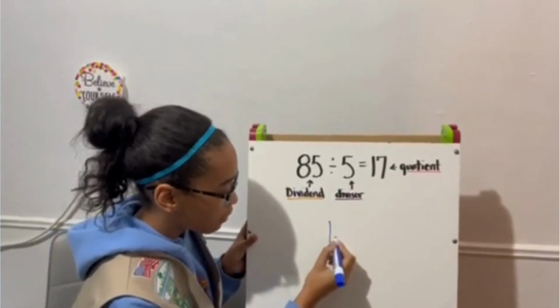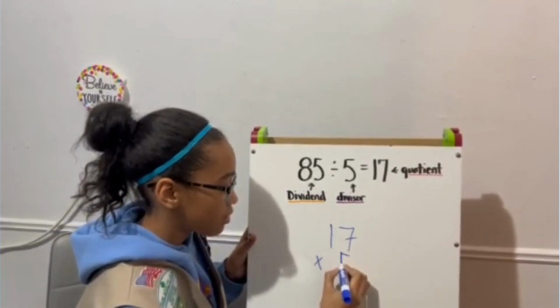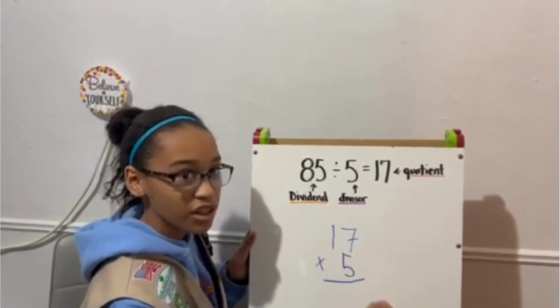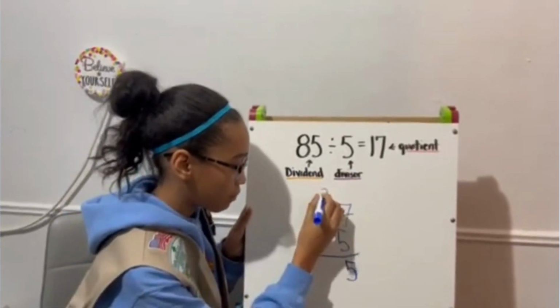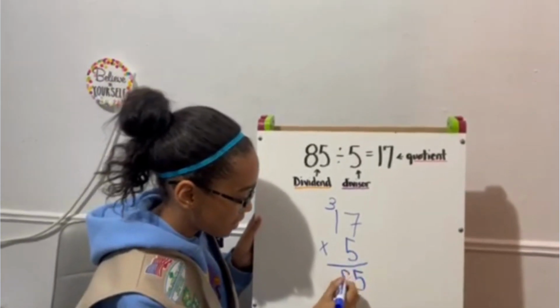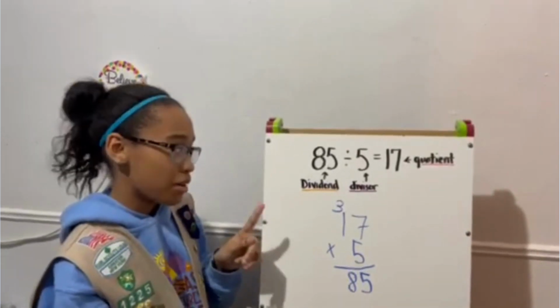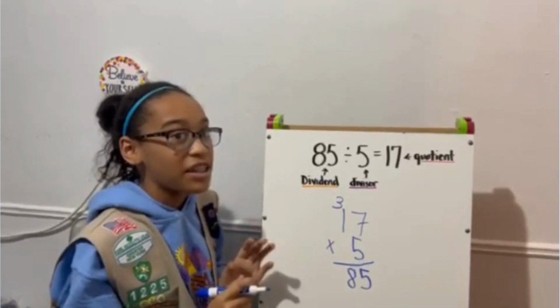Let's do the math. 17 times 5. 5 times 7 is 35. So you're going to put the 5 down and carry the 3. 5 times 1 is 5, plus 3 is 8. And 85 equals 85, meaning that it is true that 85 divided by 5 is 17.